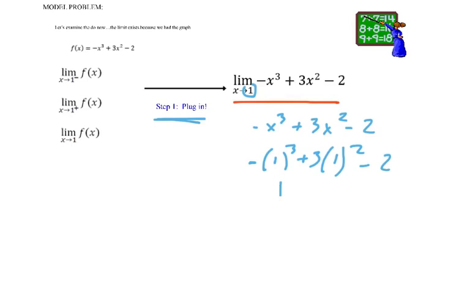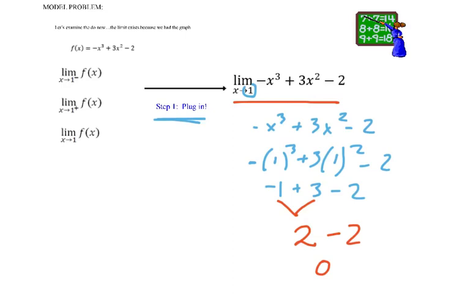And so 1 cubed is 1, but then we have that negative out in front, plus 1 squared is 1 times 3 is 3 minus 2. Now make sure, using the rules of PEMDAS, we go from the left to the right. So we're going to add these two numbers first. Negative 1 plus 3 is 2. And now 2 minus 2 is 0.